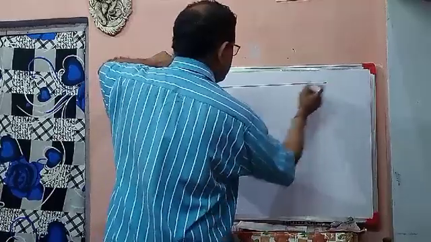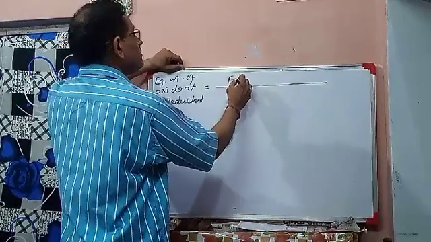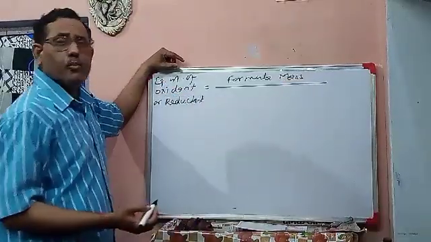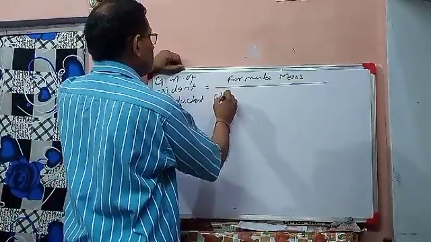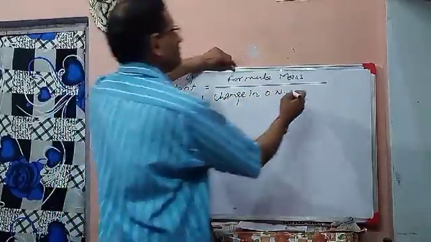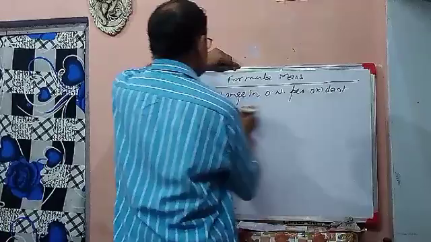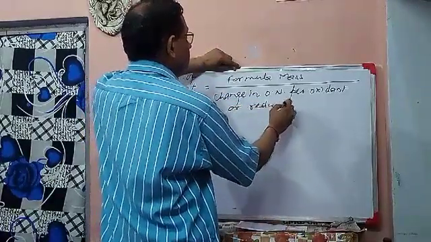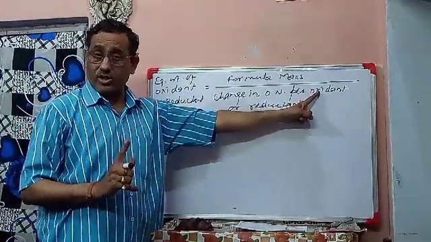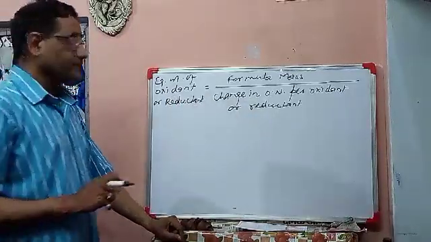It is equal to formula mass, or you can say molar mass, upon change in oxidation number for oxidant and reductant. If we have to find it for the oxidant, we take the oxidant; for the reductant, we take the reductant. Clear?